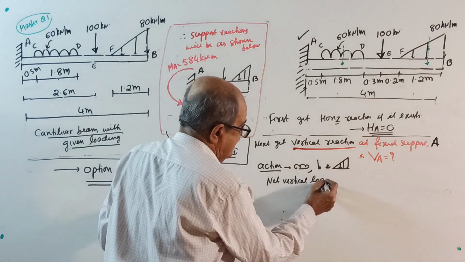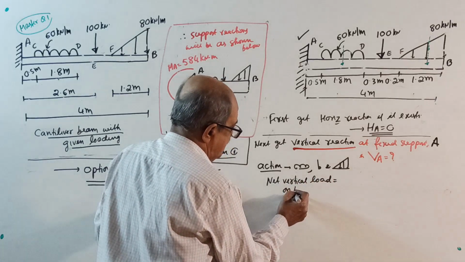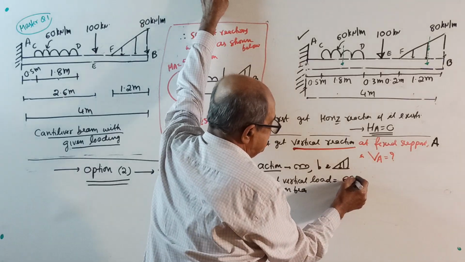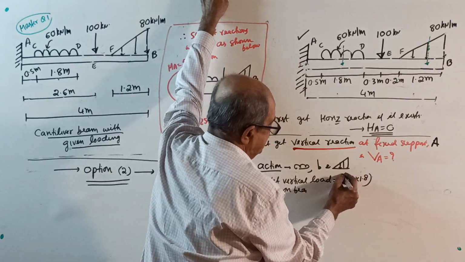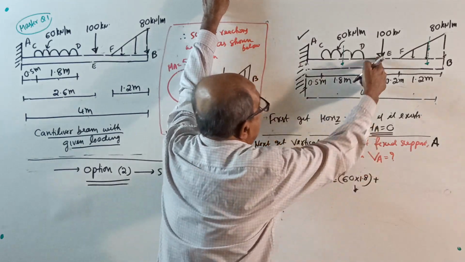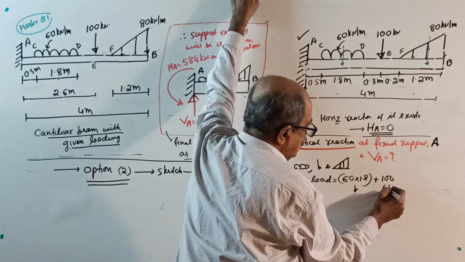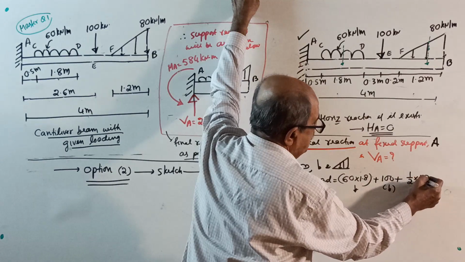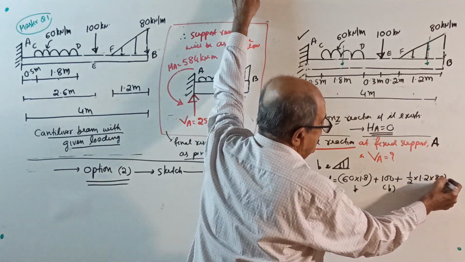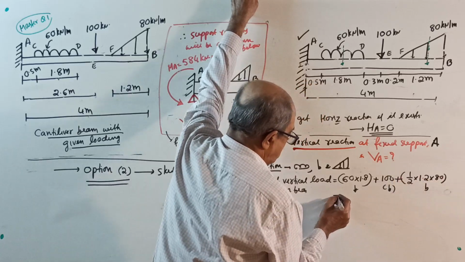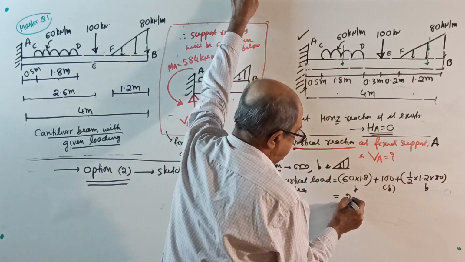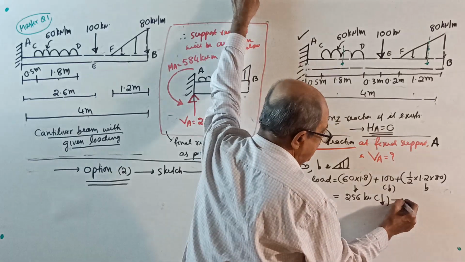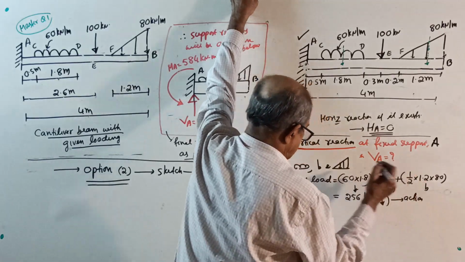Vertical load on beam is equal to downward load 60 into 1.8 plus 100, which is also down. Only loading now, no moment, plus half into 1.2 into 80, that also down, equal to 256 kilonewton down. This is your action.